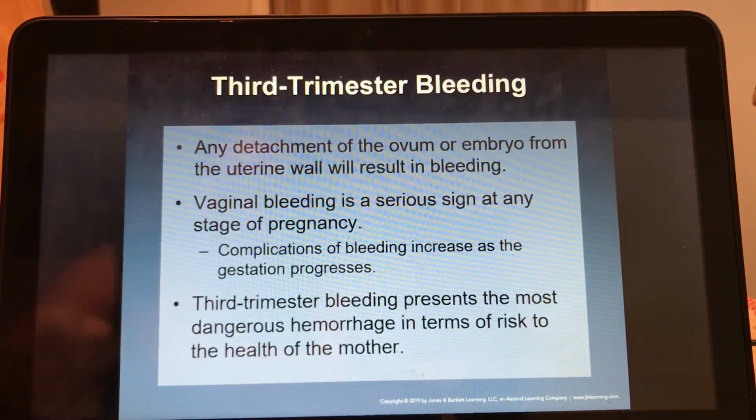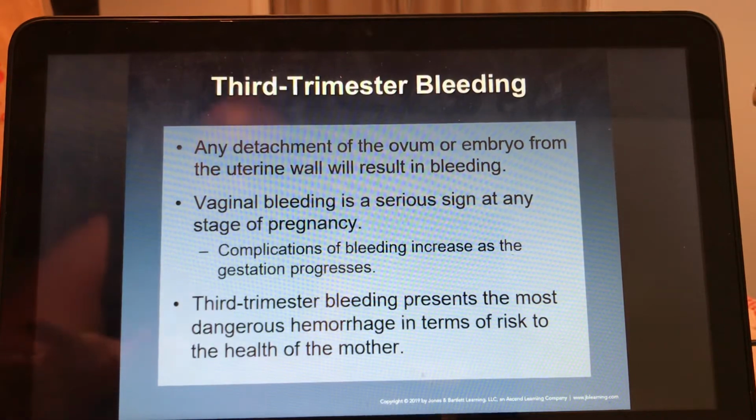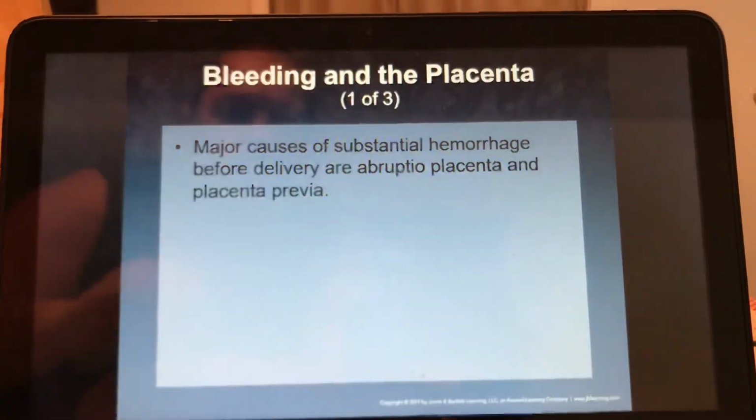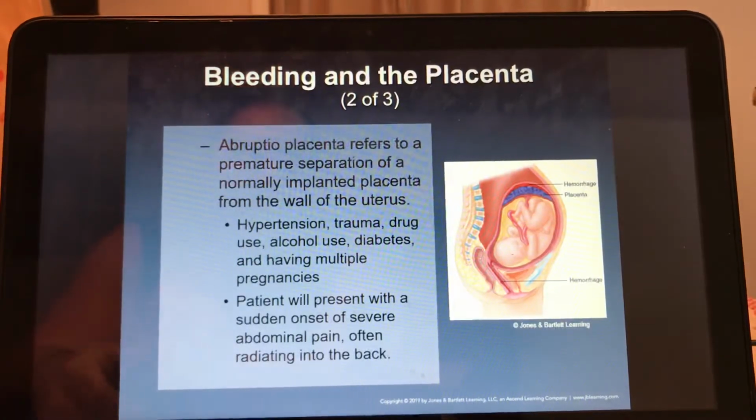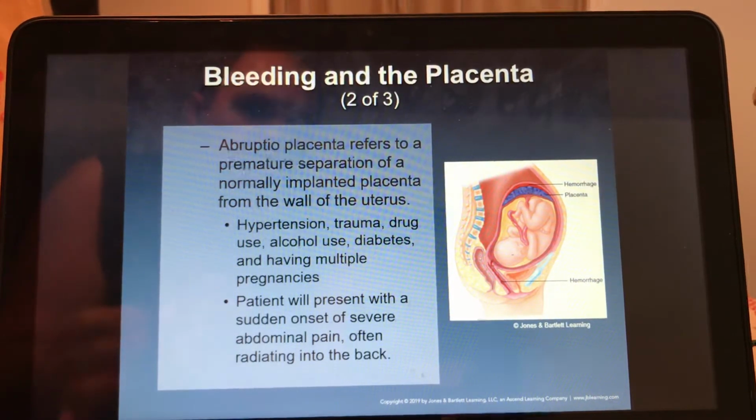We said it over and over again, and now it's time to figure out why and how and what we're looking for. There's two things, really, that come with especially third trimester vaginal bleeding. Again, third trimester vaginal bleeding.